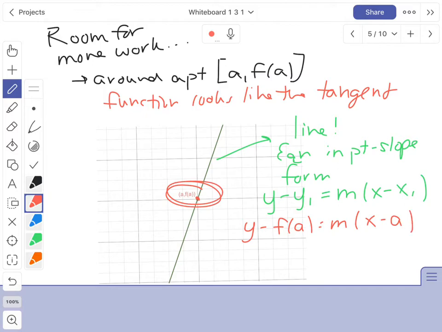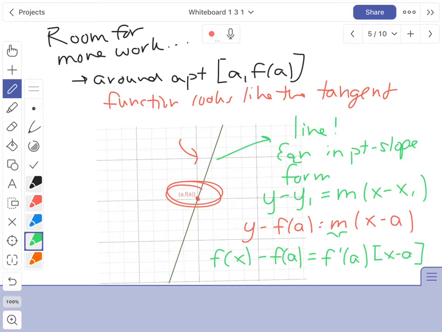Now, m is the slope of that line. Well, the slope of the line is just the tangent line. So in green, this slope is going to be at the point of tangency A. So what is the derivative at A? Well, that's the slope of that line. And then over here, we still have f of A. Now y, I'm just going to replace with function notation just so it all looks a little bit better. So I wrote the equation of this line in green. It's f of x minus f of A should equal f prime of A times x minus A.